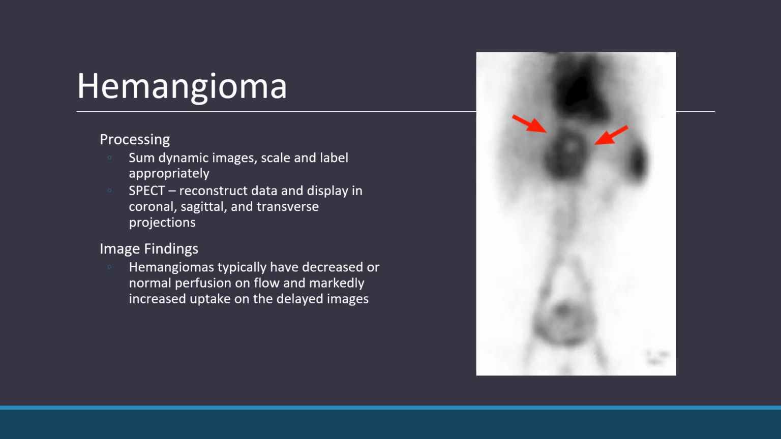projections. And then the image findings, if there is a hemangioma, you'll typically have decreased or normal perfusion on the flow, and then markedly increased uptake in the delayed images. This is because that hemangioma is taking up space in the liver. And when you see that initial flow, you're seeing the blood pooling within the liver tissue itself. And so that will actually be decreased perfusion initially when it's in the liver tissue because the hemangioma is just taking up space.